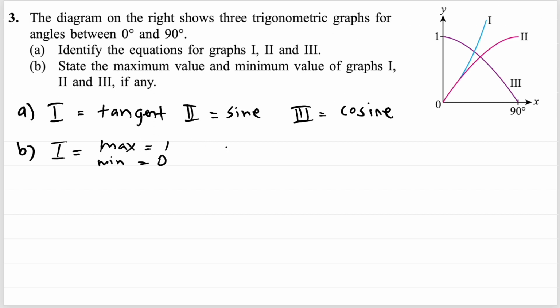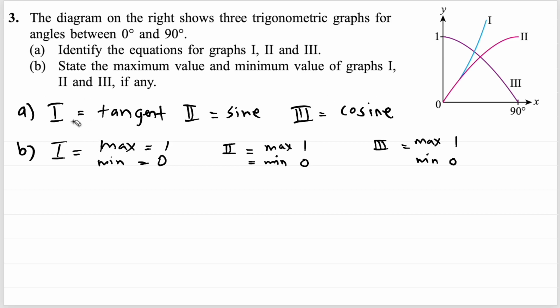Okay. Graph number 2, tengok yang sine tu, maximum value dia 1, minimum dia kosong. Okay. And then for graph number 3, maximum dia 1, minimum dia kosong. Jangan cikgu buat silap.